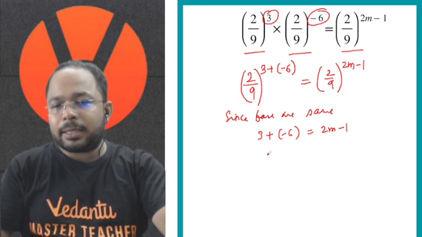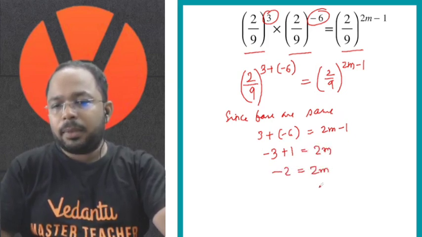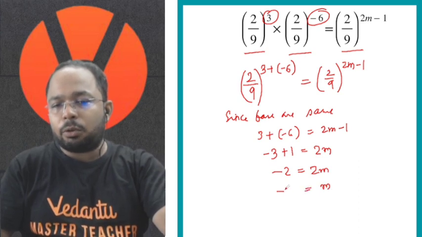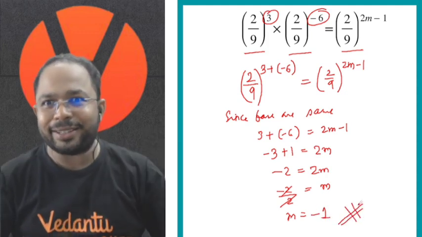So 3 minus 6 gives -3. This -1 we bring to the other side, so it becomes +1, and 2m remains. So -2 is equal to 2m. So ultimately m is equal to -2 by 2. That gives us m equal to -1. So that is solved by the method.